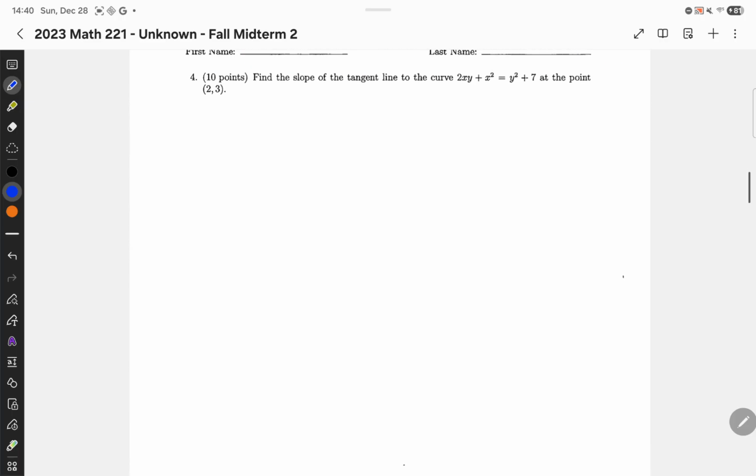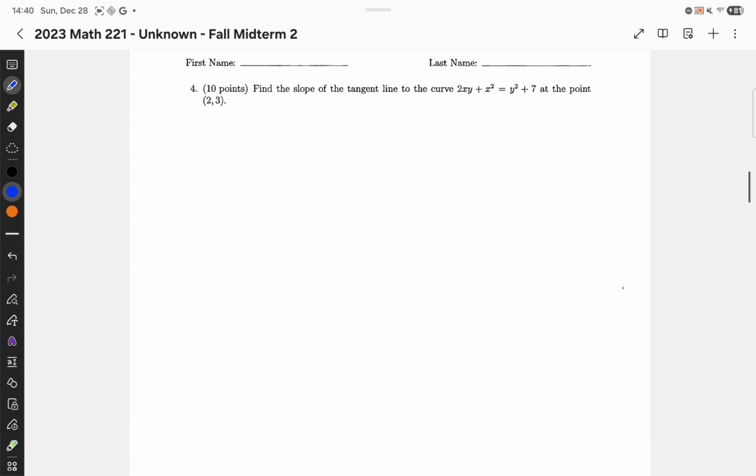Alright, moving on to question 4. We want to find the slope of the tangent line to the curve 2xy plus x squared is equal to y squared plus 7 at the point 2, 3. And so the way that we're going to do this is with our implicit differentiation. So we have 2xy plus x squared, which is equal to y squared plus 7.